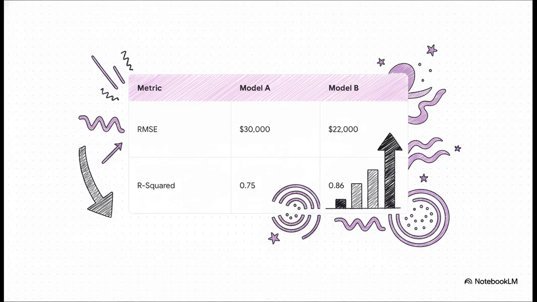First, let's look at the RMSE. Model B has a lower number, 22,000 versus 30,000. That means, on average, its guesses are closer to the real price. So, point for Model B. Now, R squared. Model B has a higher score here too, 0.86 versus 0.75. That means it explains more of what's going on in the data.